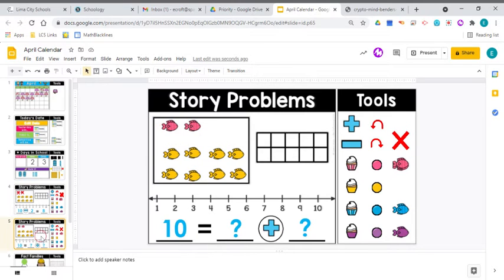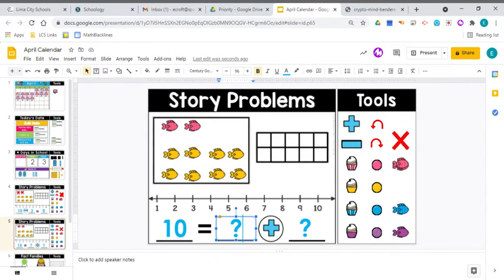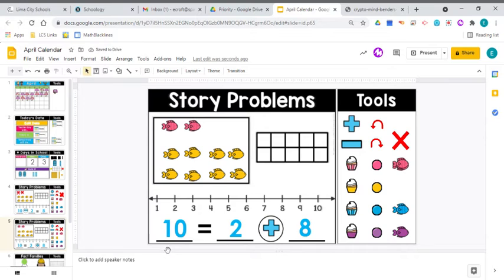Now the picture looks exactly the same for our addition problem. Again, we are working on ways to make 10. And with addition, you take the two parts and you put them together. You're not taking anything apart. You're not taking the whole apart. You're putting it together to make the whole. So we had 2 pink and 8 yellow, and that means we have 10 fish altogether. So 10 equals 2 plus 8.